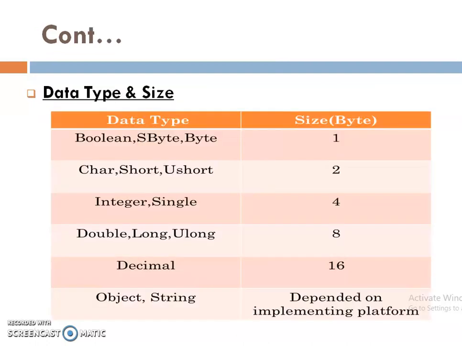Now this is the size of different data types. Boolean, SByte, and Byte data types take 1 byte. Then Char, Short, UShort data types are 2 bytes. Then Integer and Single have 4 bytes. Then Double, Long, ULong have 8 bytes. Then Decimal data type has 16 bytes, and Object and String data types depend on the implementing platform.